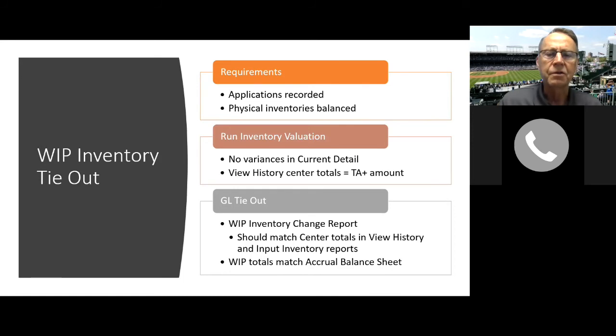Next, we run the inventory valuation process for crops or livestock. We want to make sure there are no variances in the current detail report, and the view history center totals should equal the transaction plus balance sheet amounts. Then we can do the GL tie out, which is going through the WIP inventory change report, and which should match the center totals in the view history report and the inventory input inventory reports, and then the WIP totals should match the accrual balance sheet.